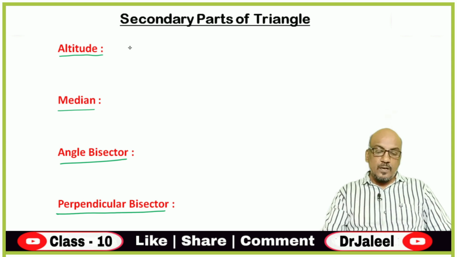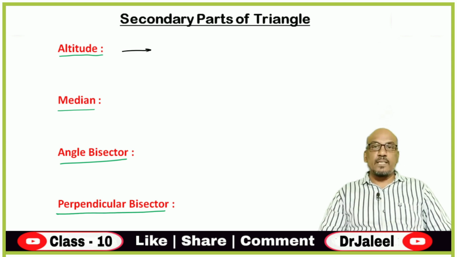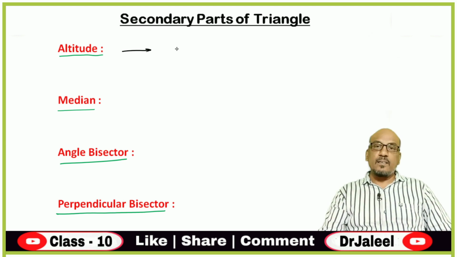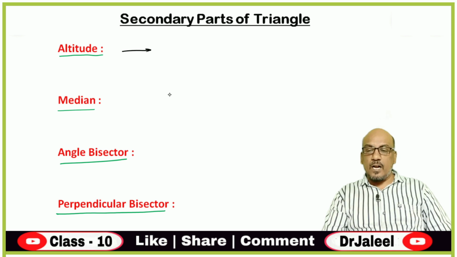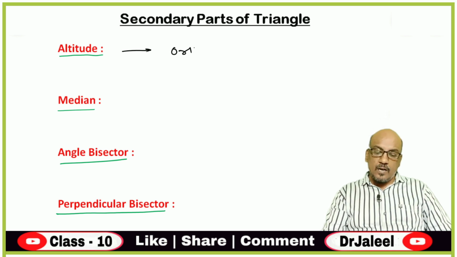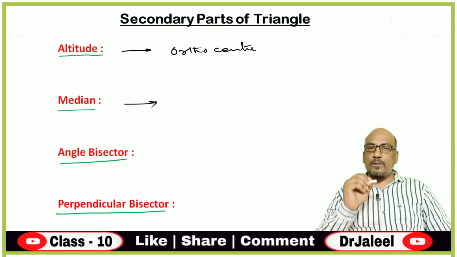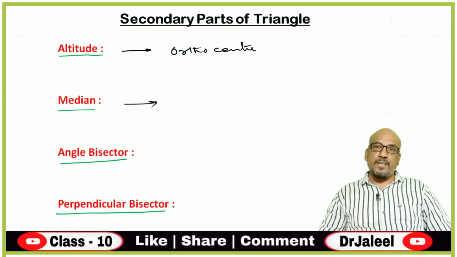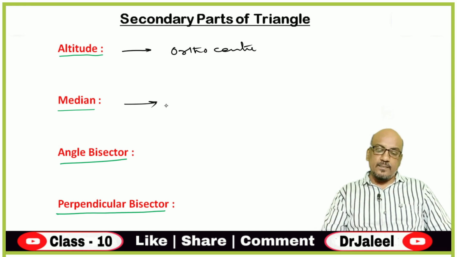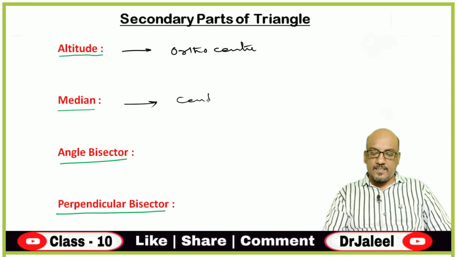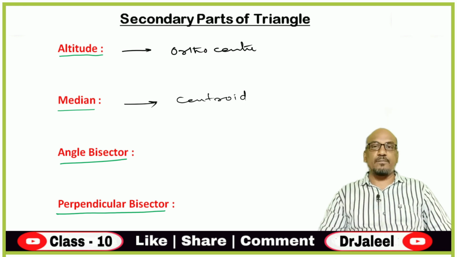So children, altitude, the line drawn from the vertex perpendicular to the opposite side is called altitude, and the point of concurrence of these altitudes is nothing but orthocenter. And median, a line drawn from the vertex to the midpoint of opposite side. The point of concurrence of these medians is called centroid.